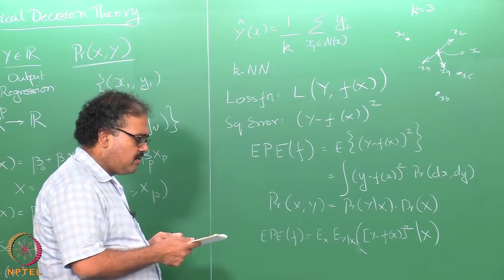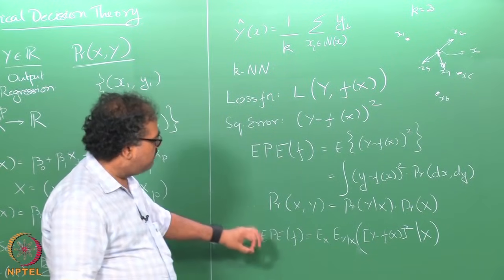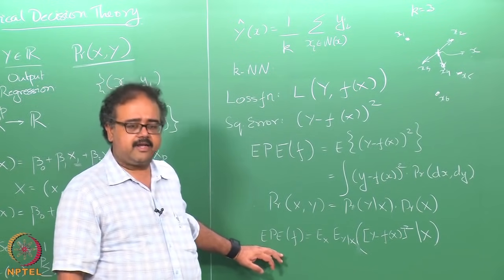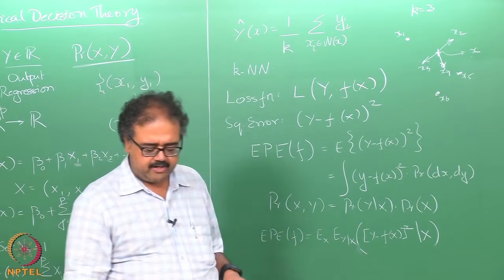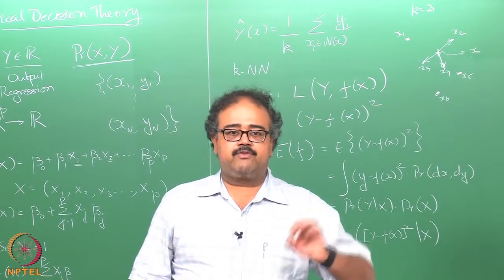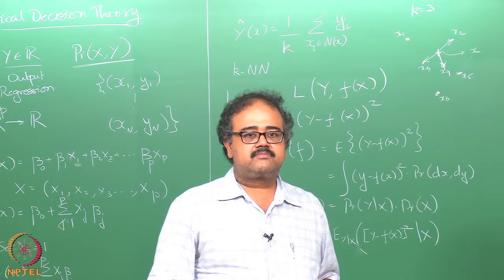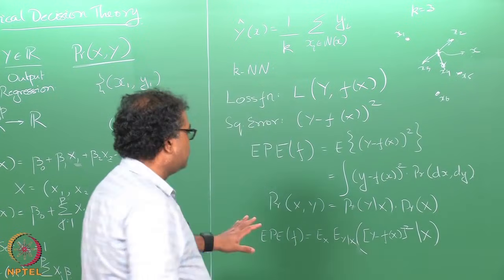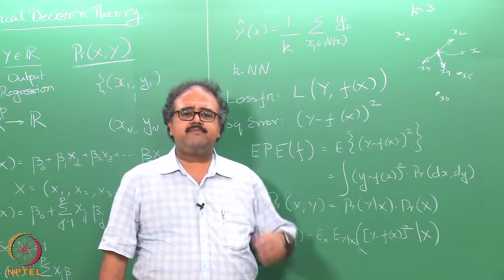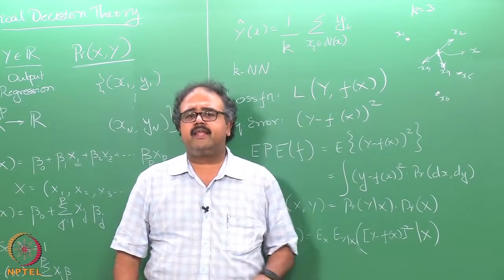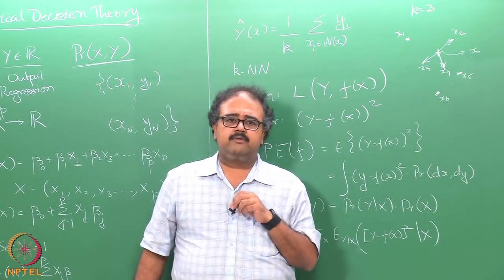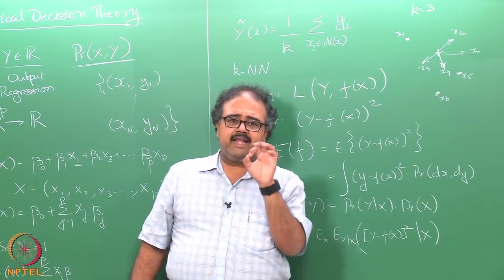So, now I can try to find the minimum of this prediction error by conditioning on a specific value for x. So, I will not look at this expectation. I am not making any assumptions about f. I am just assuming that f can be anything, any function in the world.